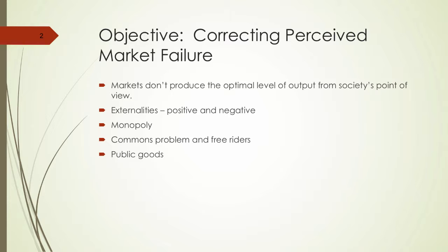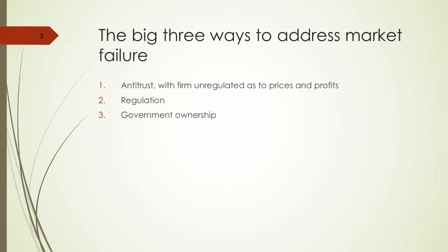Another kind of market failure is something called the commons problem, and that elicits another problem called the free rider problem. And then we also have the concept of public goods, and when public goods are provided, it reflects that there's a market failure. We'll talk about externalities, the commons problem, and public goods over the next few minutes.